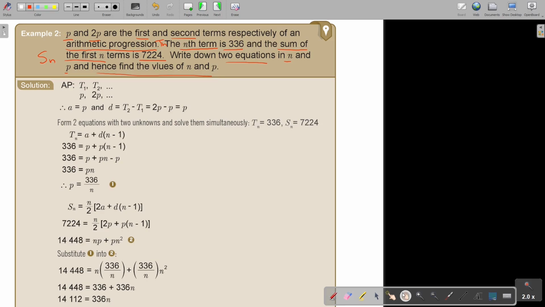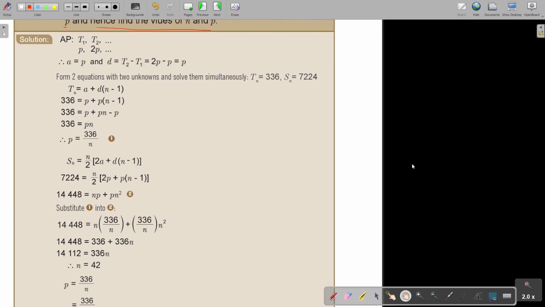In the first and second term. But let's start. The first term is p and then it's 2p. So what's the value of a? It's p. What's the value of d? It's T2 minus T1. So it's 2p minus p, and that is equal to p. Okay, so form two equations with two unknowns and solve them simultaneously.